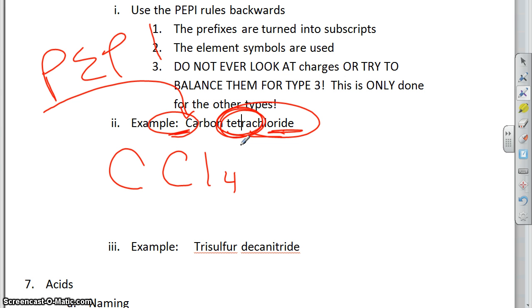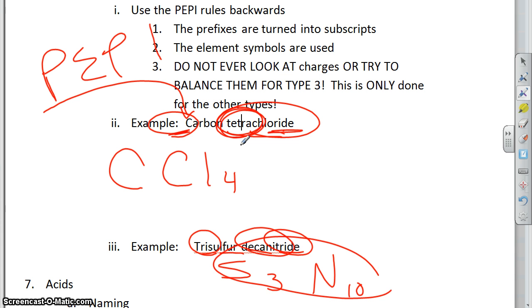You're done. Same thing here. Sulfur, what's that? That's an element, symbol S. Tri means there are 3 of them, subscript 3. Nitride, that's N, and deca is 10. We're done. These are the easiest things in the world if you don't make them hard. When people start throwing in charges and doing weird things with type 3s, they get hard, but these should be rather easy. That should be it.